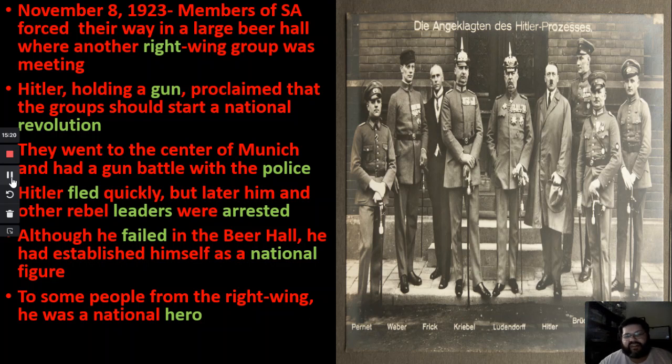So remember, these guys are in the beer hall. They're probably drinking and things like that. And they're like, "Yeah, yeah, you're right." So they decide to march to the center of Munich and try to take over the town and eventually take over the country. So they march to the center of Munich, and it just so happens the police are there.